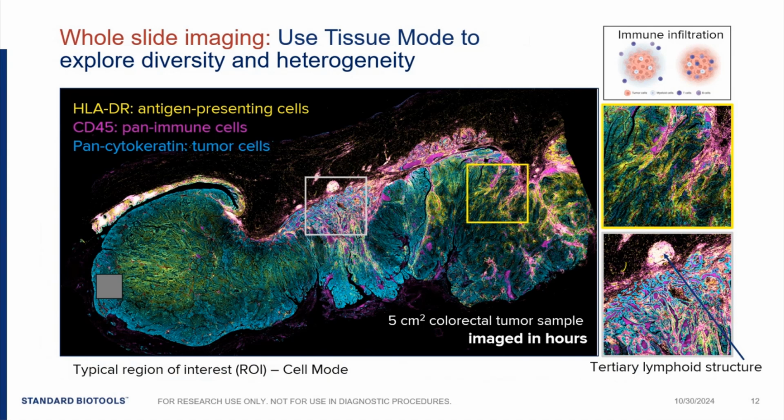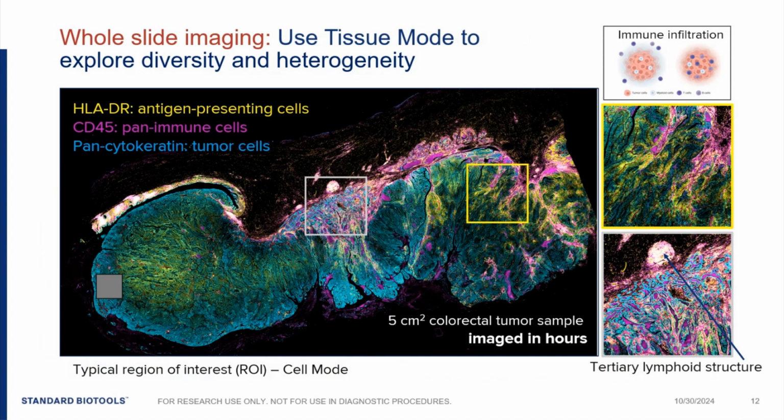So with the ability to image the whole tissue section in just a few hours, we can identify distinct areas within this tissue section where there's different biological processes happening. So for example, in the yellow box you can see here on the right, you can visualize tumor-infiltrating lymphocytes denoted by the CD45 magenta signal. And then you can see how the CD45 signal is encountering antigen-presenting cells, represented by the HLA-DR yellow signal. Or, as you can see in the middle white box, you can identify other structures within tumor sections. In the middle box here, you can see we identified a tertiary lymphoid structure.